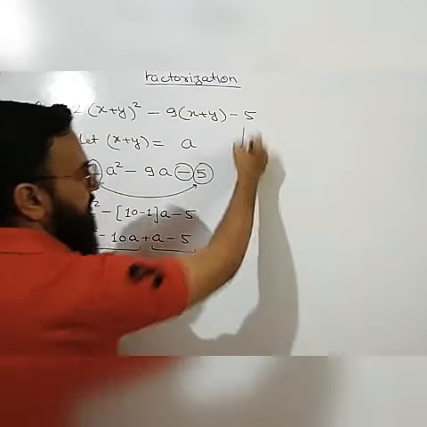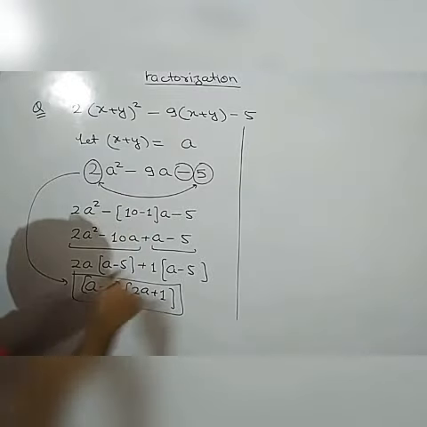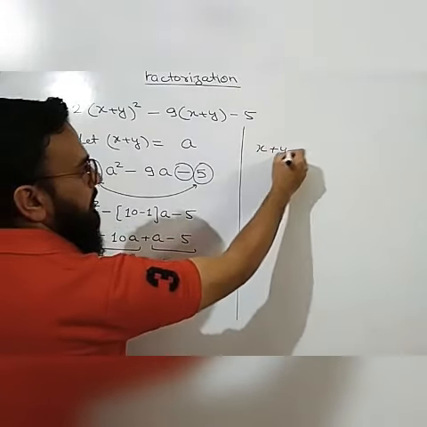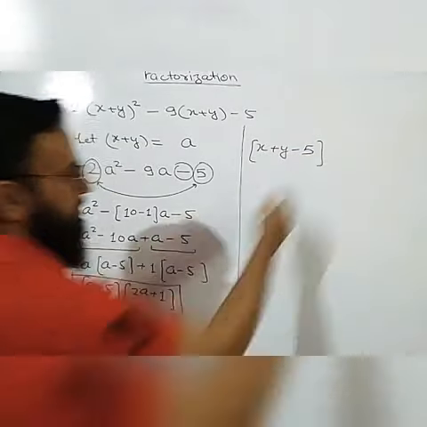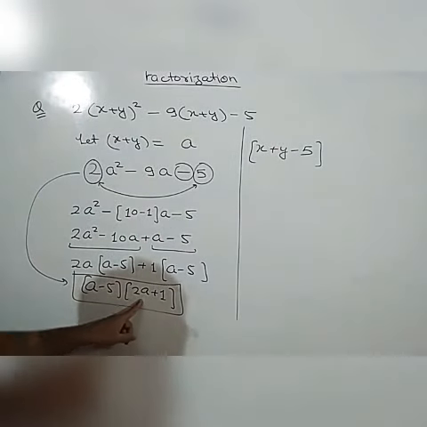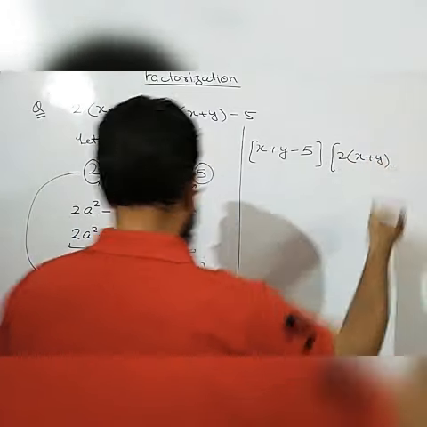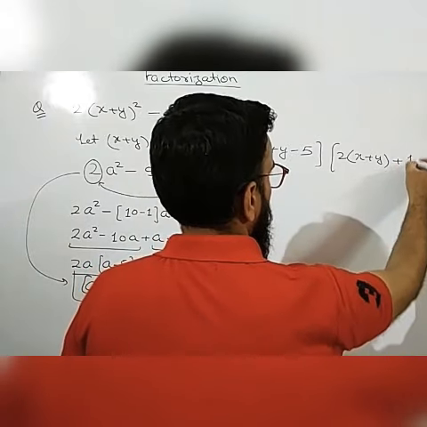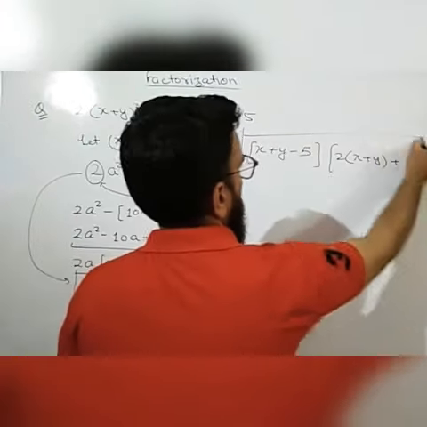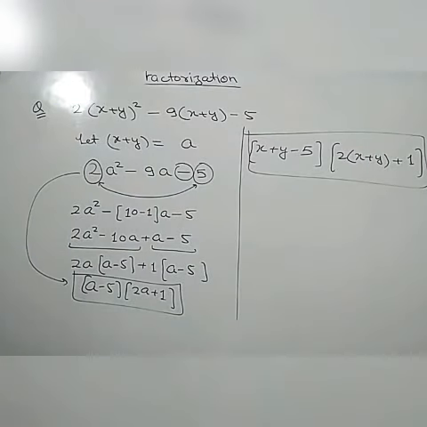So when we put the value of a in this expression, at the place of a we get x plus y minus 5. So the first bracket is x plus y minus 5 and the second bracket will be 2a, that will be 2x plus 2y plus 1. Now this is our answer: x plus y minus 5 and 2x plus 2y plus 1. This will be our answer.